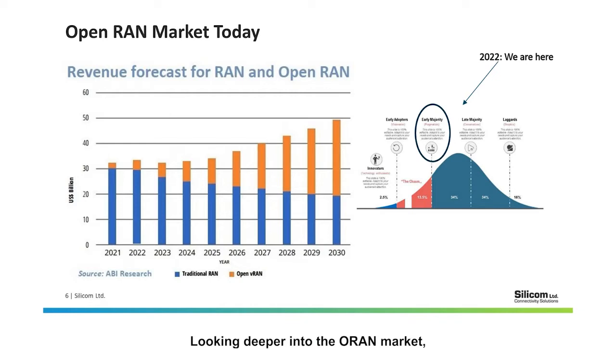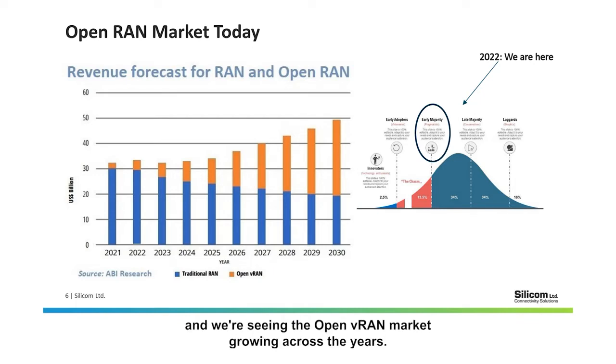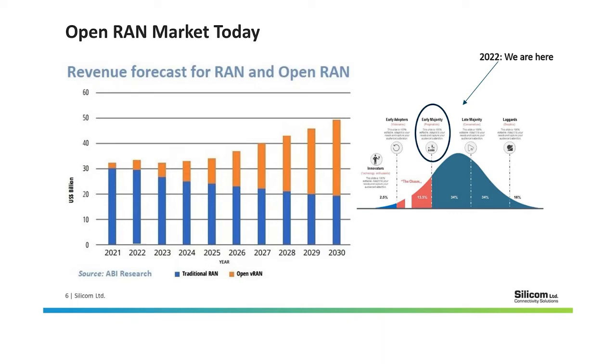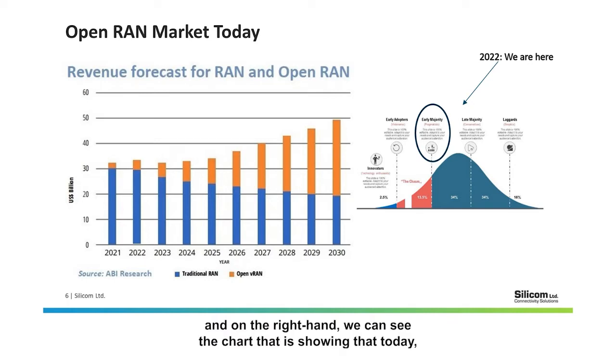Looking deeper into the O-RAN market, on the left-hand side, we can see the opportunity in orange. We are looking at the traditional market marked in blue, which is decreasing along the time, and we're seeing the open vRAN market growing across the years. So currently, we are just in the beginning of this trend, and on the right hand, we can see the chart that is showing that today we believe that we are in the early majority.